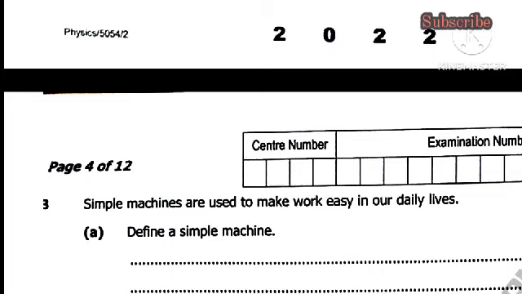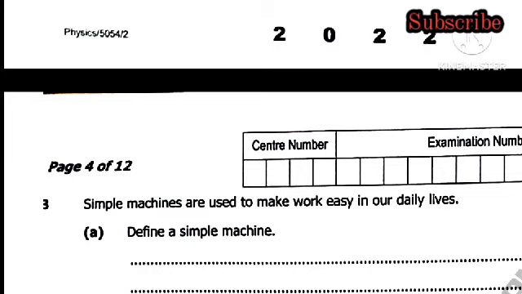Question 3. Simple machines are used to make work easy in our daily lives. Question A, define a simple machine. Now some of you, when they say what is a simple machine, you say it's a device that makes work easy. Already you can see in the statement above they have already said your answer. They are saying simple machines are used to make work easy, so they have defined it. They have used the definition that you like the most.